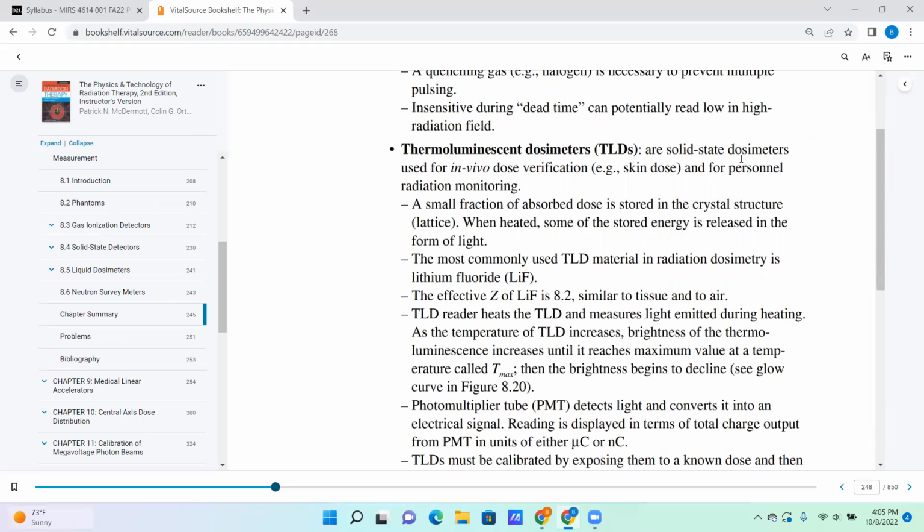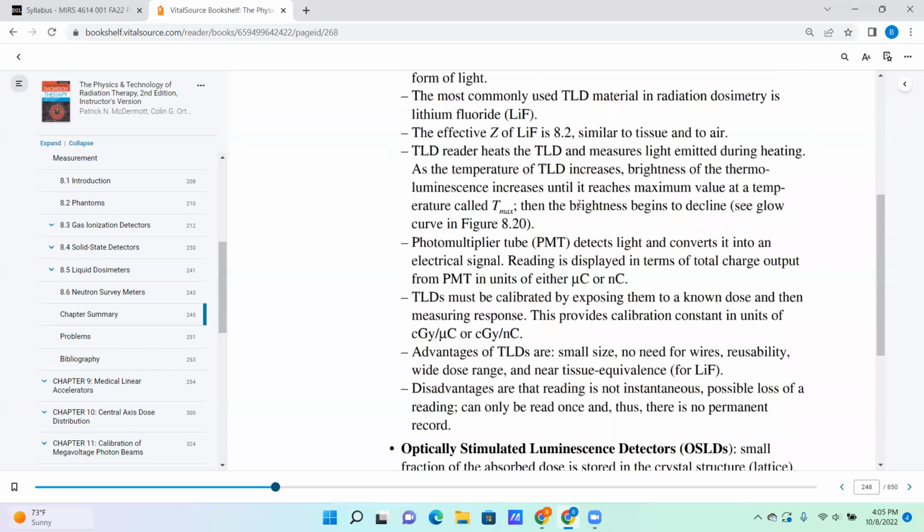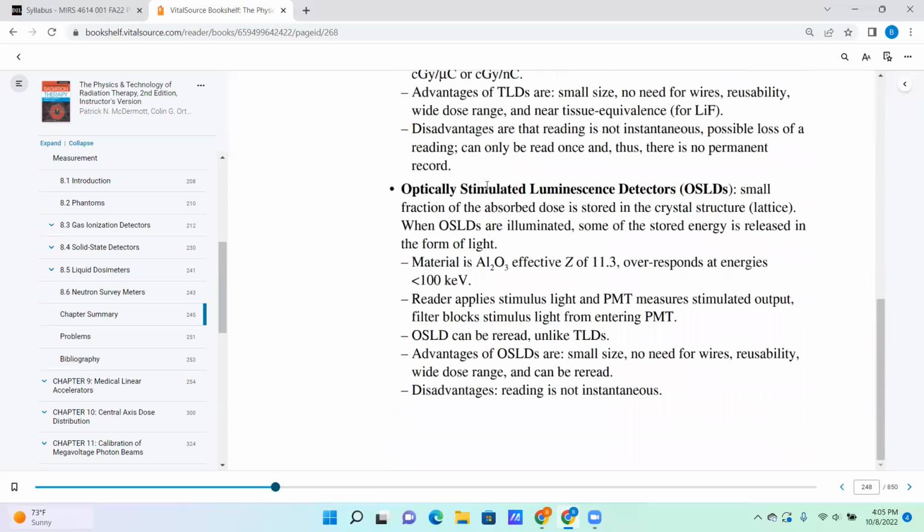TLDs are, and you've seen these most likely, solid state dosimeters used for in vivo dose verification, skin dose, that kind of thing, and for personal radiation monitoring. Optically stimulated luminescent detectors, or OSLDs. No wonder they have an abbreviation for it. A small fraction of the absorbed dose is stored in a crystal structure, and when it's illuminated, some of the stored energy is released in the form of light. And OSLDs can be reread, unlike TLDs, where it's sort of a one and done kind of thing.